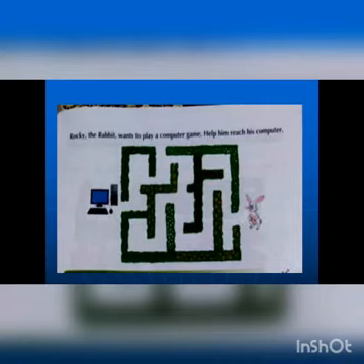Dear students, now we have a very interesting but very short activity. This is a rabbit Rocky. Mr. Rabbit wants to play a computer game. As you all children like to play games on mobiles, would you please help Mr. Rabbit reach his computer? Yes. Starting from Rabbit, you can make a way by following open path to the computer. And in this way, Rabbit will reach to his computer.